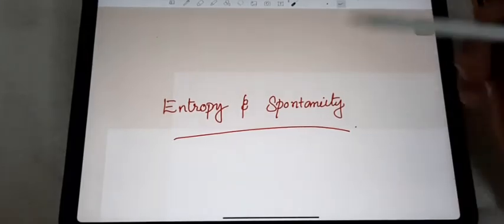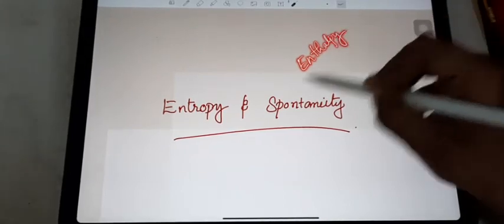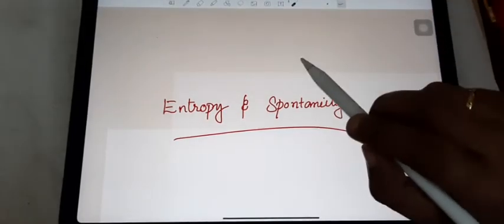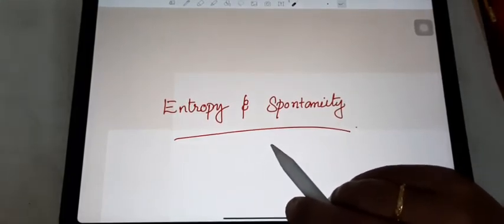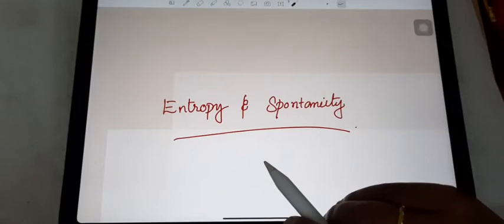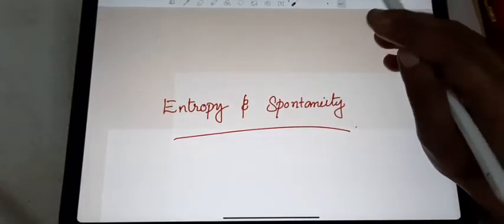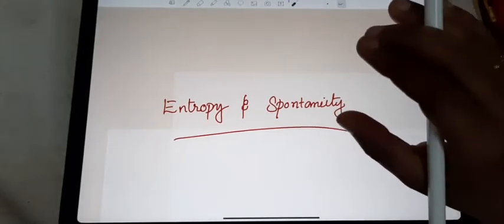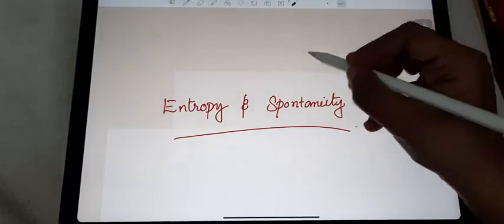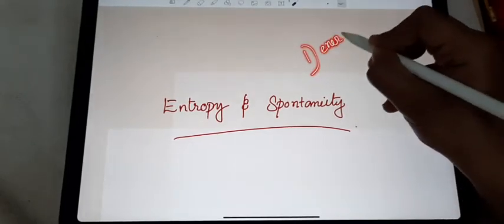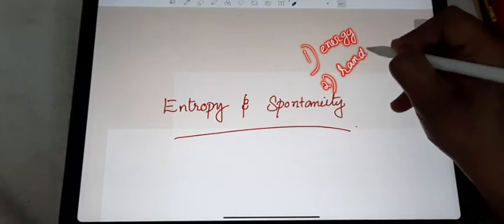Right? So in the last video, on enthalpy and spontaneity, I explained that there are two driving forces in a spontaneous process. Driving force means the force which is responsible for the spontaneity of a process. We discussed two important points: the first is in relation with energy, and the second is in relation with randomness or disorder.